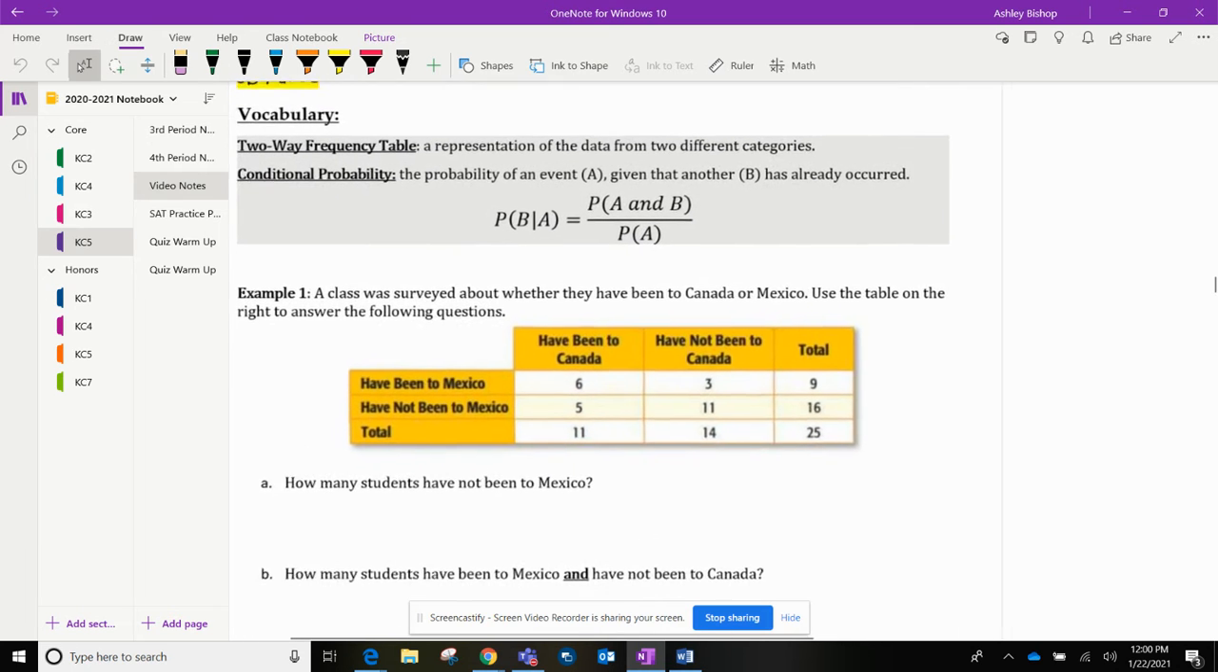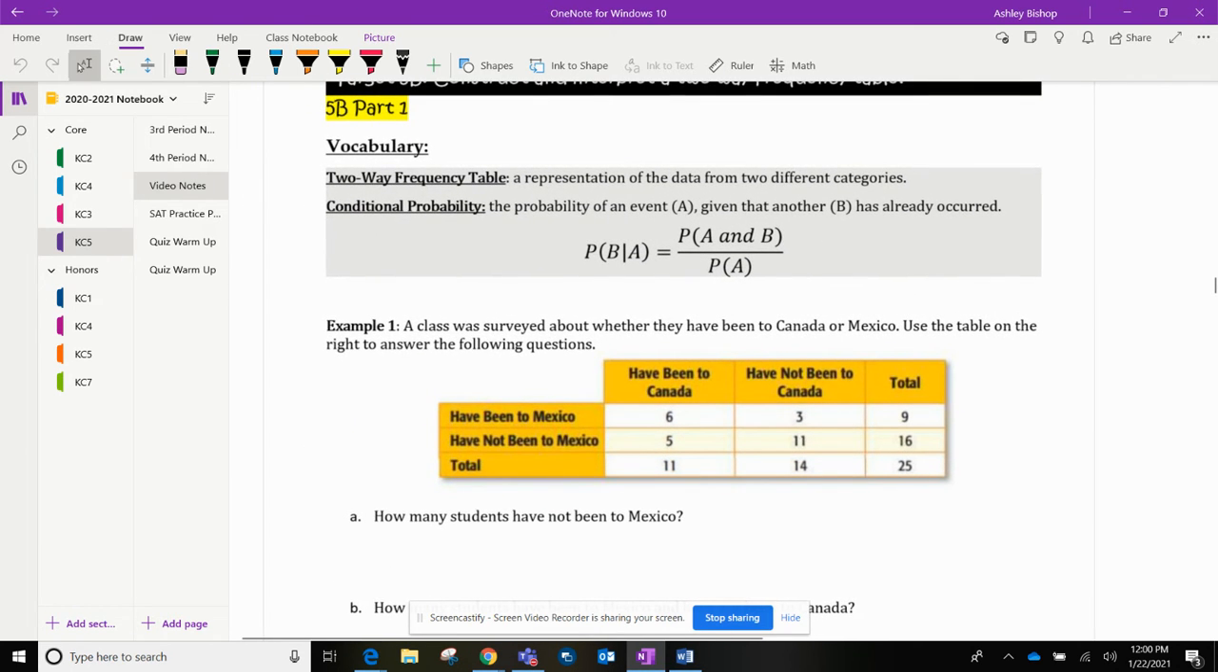So first I want to let you know what a two-way frequency table is. That is a representation of all the data from two different categories. So we will always be comparing two different things. In our first example, we are comparing whether or not students have been to Canada, yes or no, or whether or not they have been to Mexico, yes or no. So I have both of those sets of data to look at.